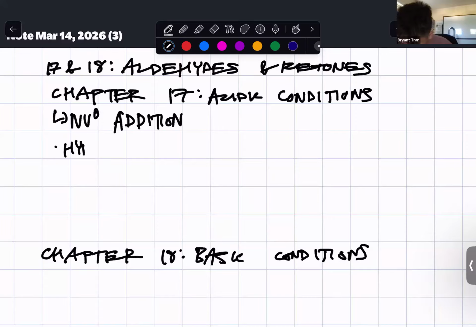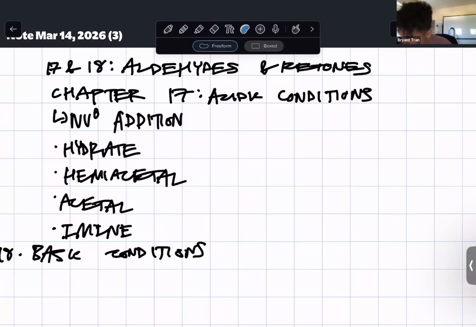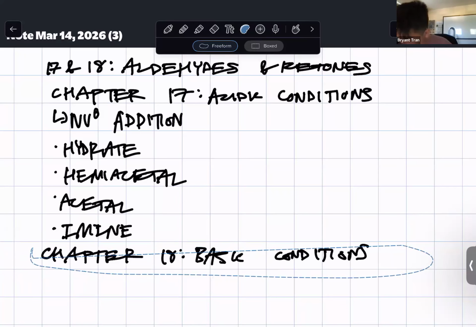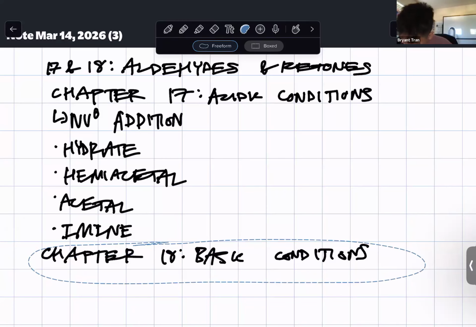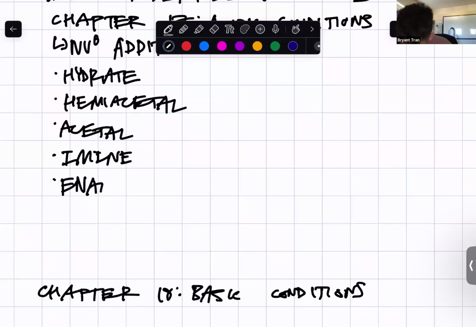You have to know a hydrate. You would have to know hemiacetal. You would have to know acetal. You have to know an imine. And for this class, there are three fancy imine nomenclature that you have to know, like hydrazone, semicarbazone, and there's one other one, but that's an outlier thing. And enamine. Enamine is very similar to an enol, right?